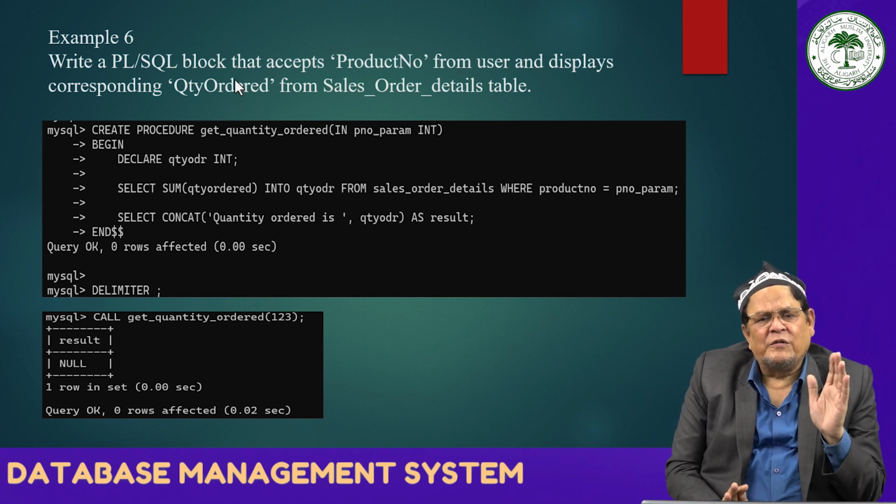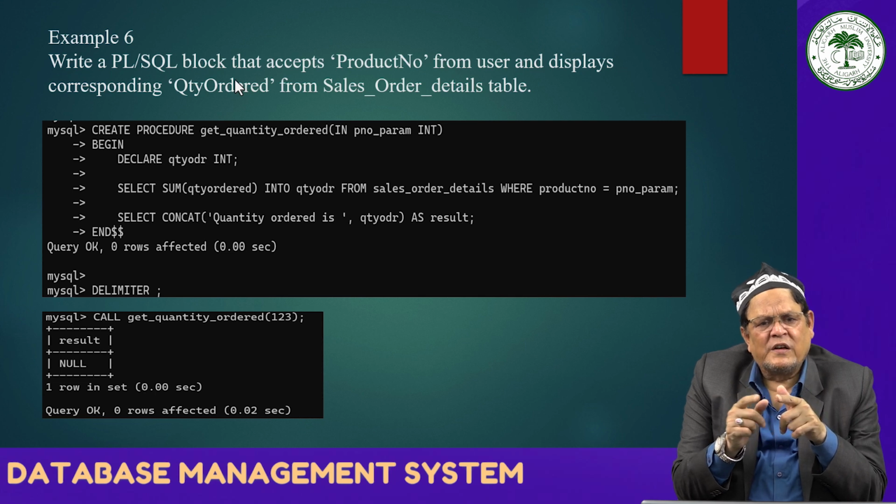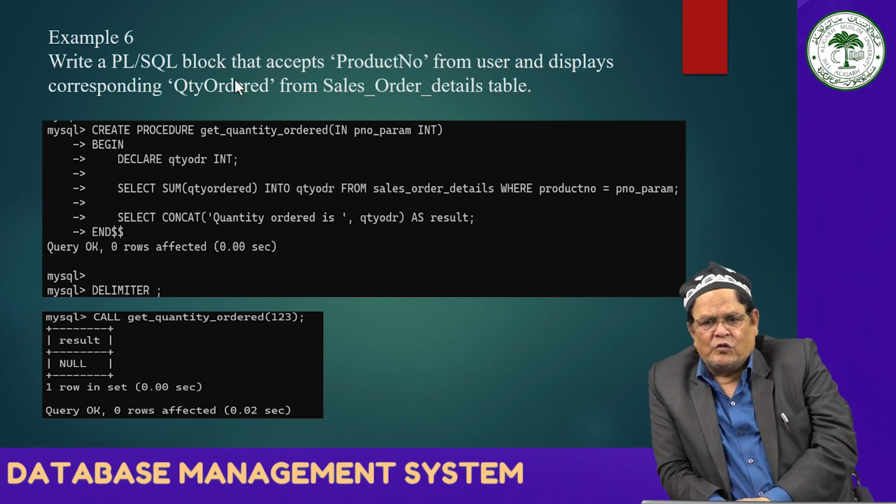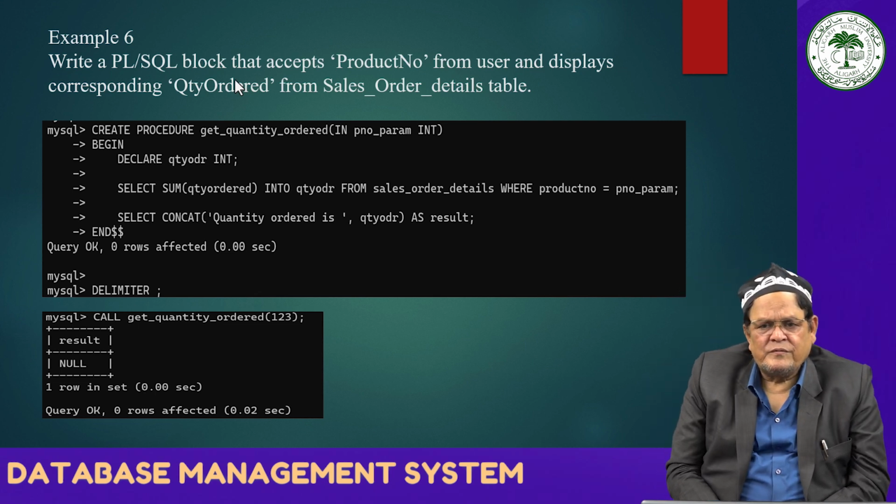What will you do? Here also, in the same way, you have to create a procedure. Create procedure get quantity order, and within parentheses the product parameter, integer. Then write begin, declare quantity order, which must be an integer. You have to define the variables. Then here I have used two select statements. Select sum quantity order into quantity order from sales order details where product number is equal to the product parameter, and then select concatenate the quantity order as a result.